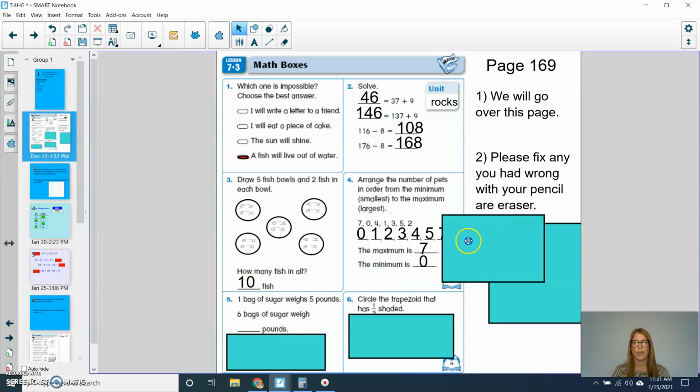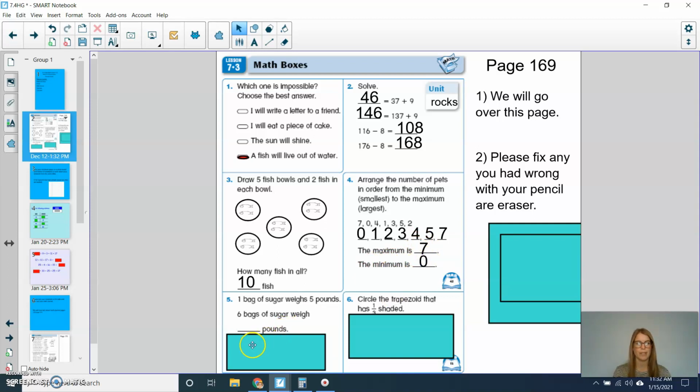For question 4, arrange the number of pets in order from the minimum, the smallest, to the maximum, the largest. So I have in order 0, 1, 2, 3, 4, 5, 7. And then the maximum number that I had, the biggest, was 7, and the minimum or the smallest number was 0. For question 5, 1 bag of sugar weighs 5 pounds, so 6 bags of sugar weigh 30 pounds. 5 times 6 equals 30.